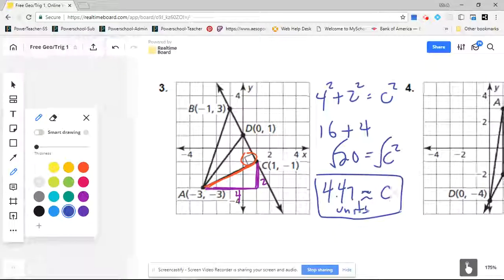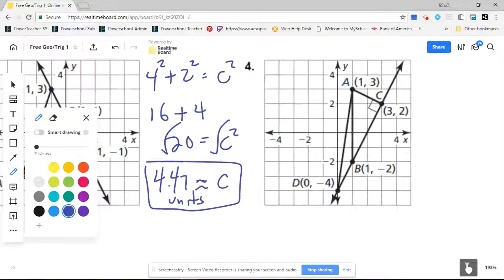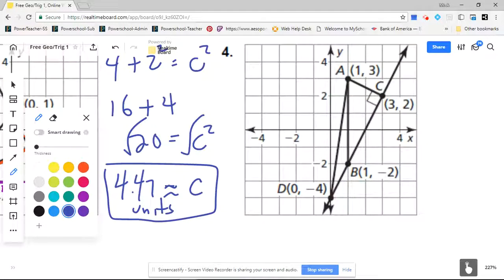So that's how you find the distance from a point to a line. You find its perpendicular distance. Which line would we measure in number 4 to see how far A is from the line? You would measure AC, that's right. AC has the right angle. You're looking for the right angle.